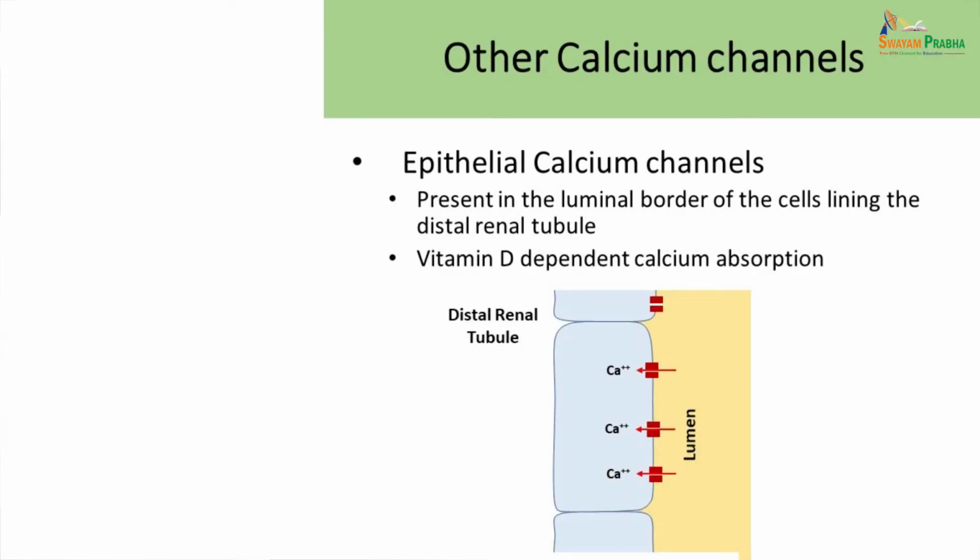Another type of calcium channels very important for maintaining calcium homeostasis is the epithelial calcium channel. These are found in the kidney and in the distal renal tubule, and these are important for the reabsorption of calcium in response to vitamin D.